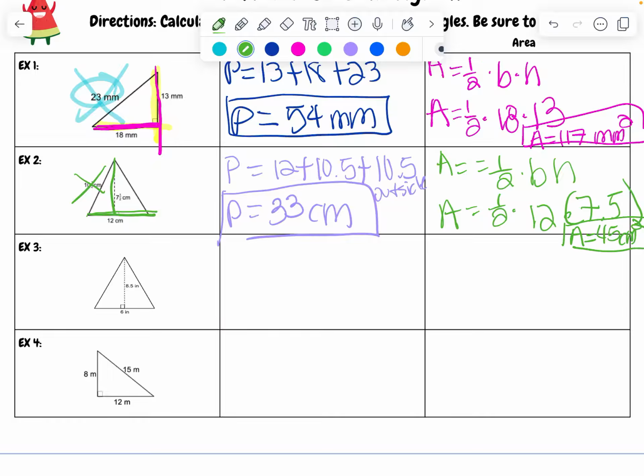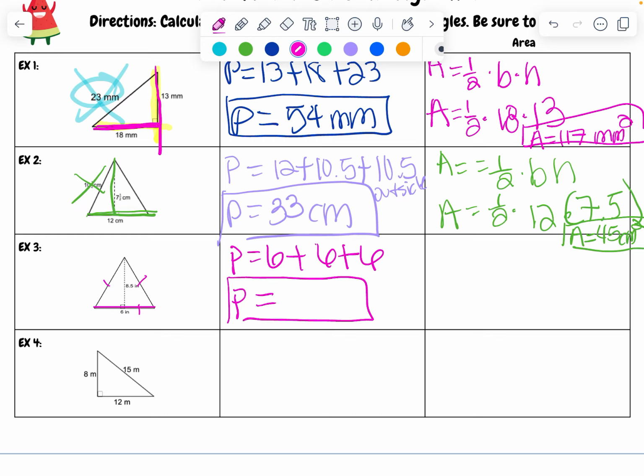Okay. All right, so let's do one more. Okay, this one's an equilateral triangle. Normally I would tell you that all the sides are equal, but this right here is 6, so that means that all my sides are 6. So I'm going to do 6 plus 6 plus 6. Go ahead and put your perimeter for this question in your Google form. Pause the video if you need to, and then I'm going to go ahead and go to my area.